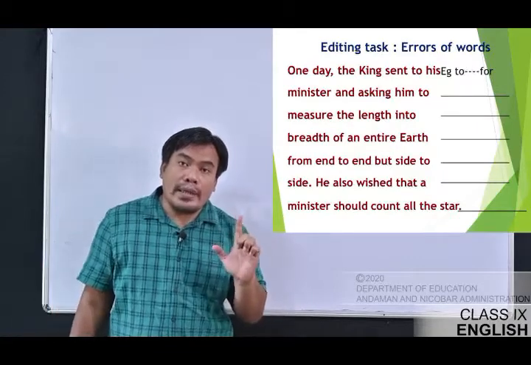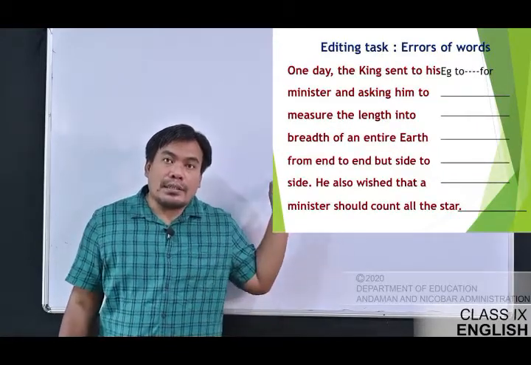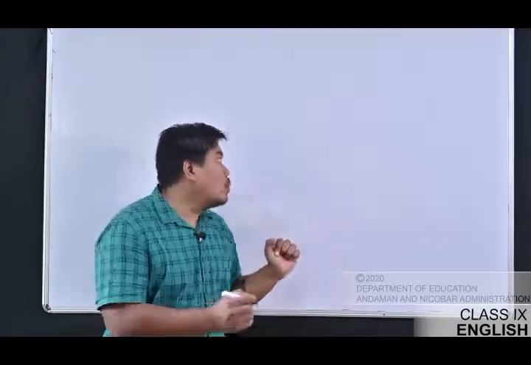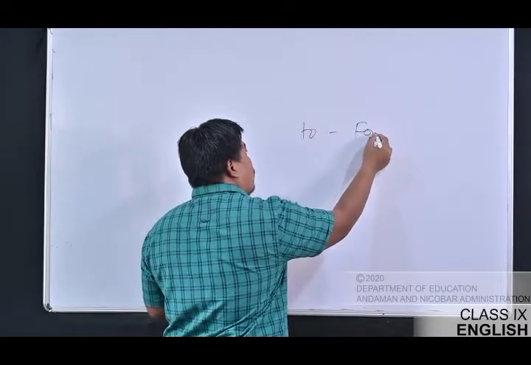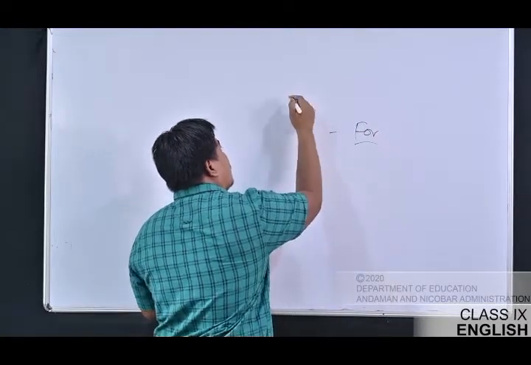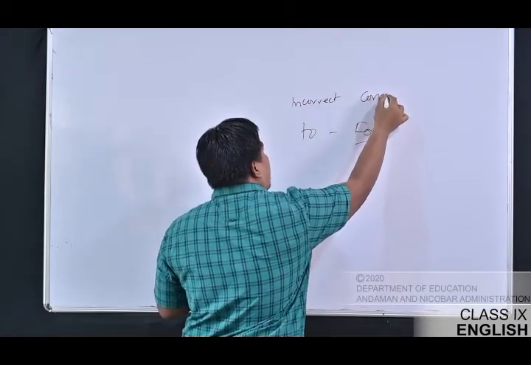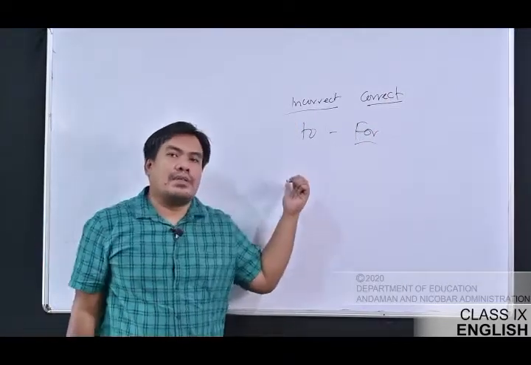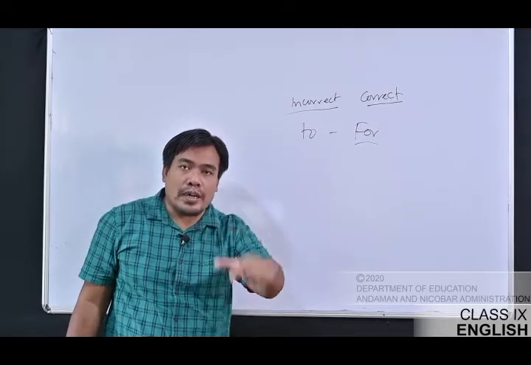Okay, one day the king sent to his. There it is supposed to be "for" and not "to". So "to" will be wrong and the correct one would be "for". So this is incorrect and the second one is the correct one. These usually come in your examination. Such kinds of questions usually arise, so you have to be careful with that.